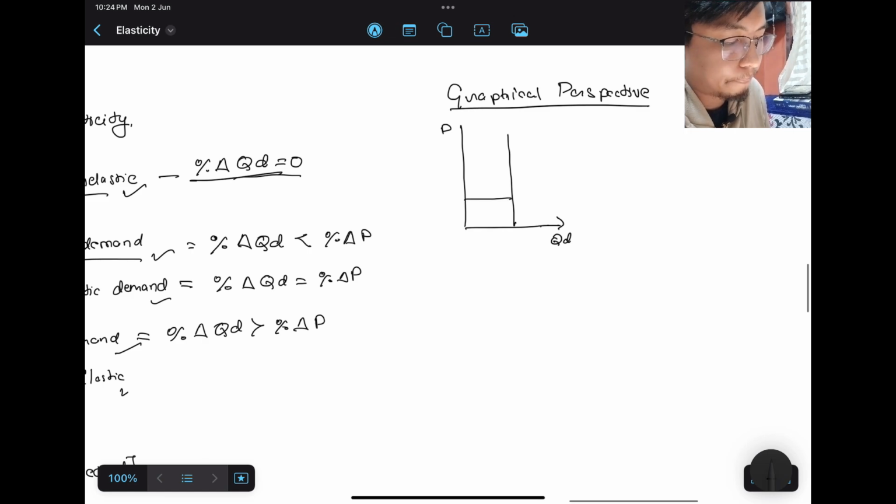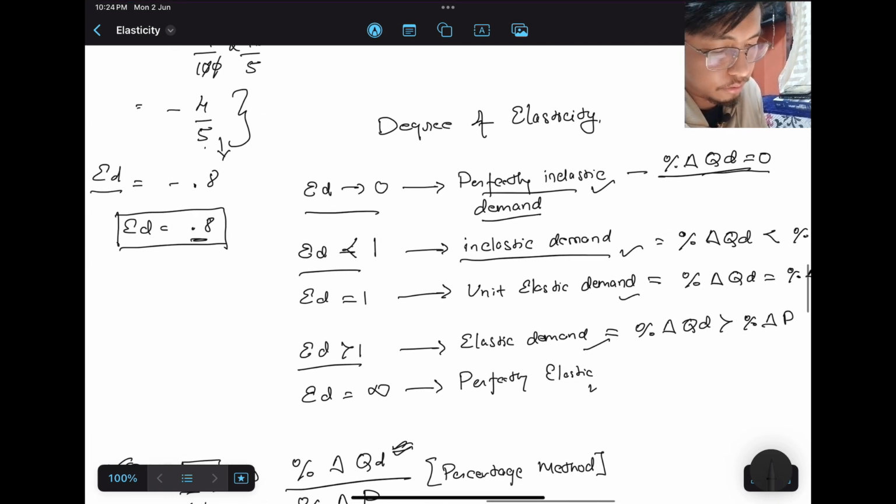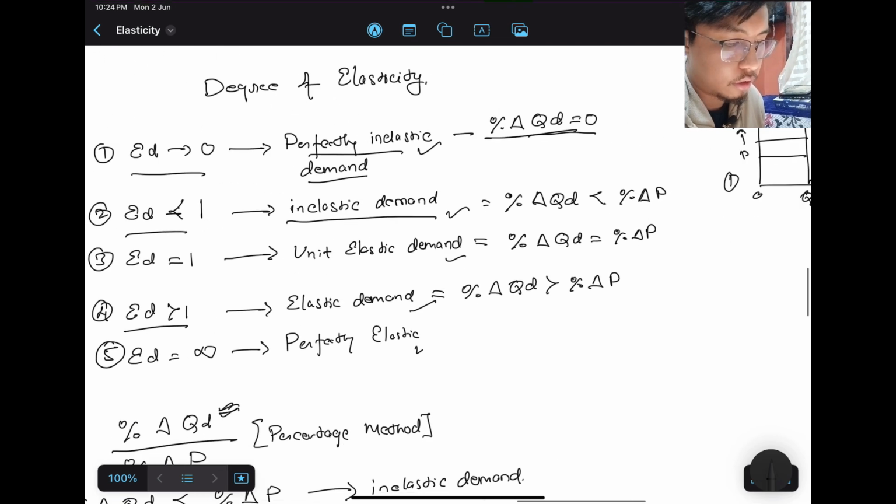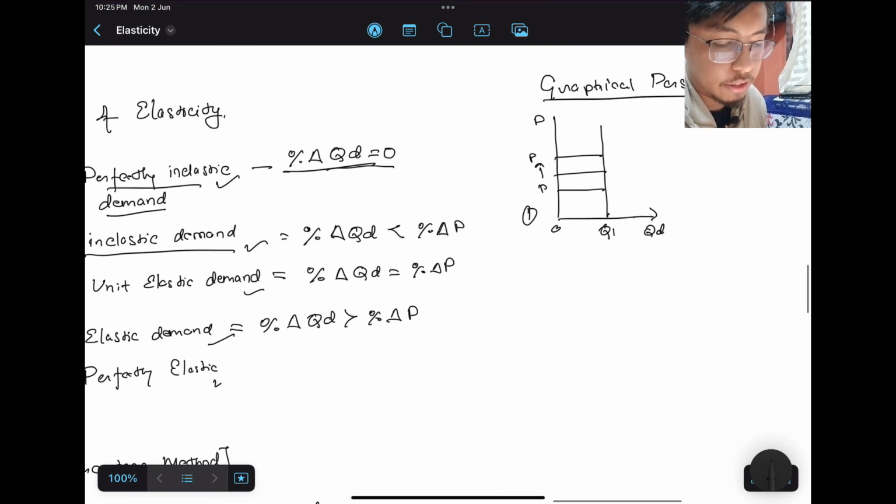So the prices are increasing, but your quantity demanded is still at Q1. Cool. This is the first one. Okay, that was perfectly inelastic demand.